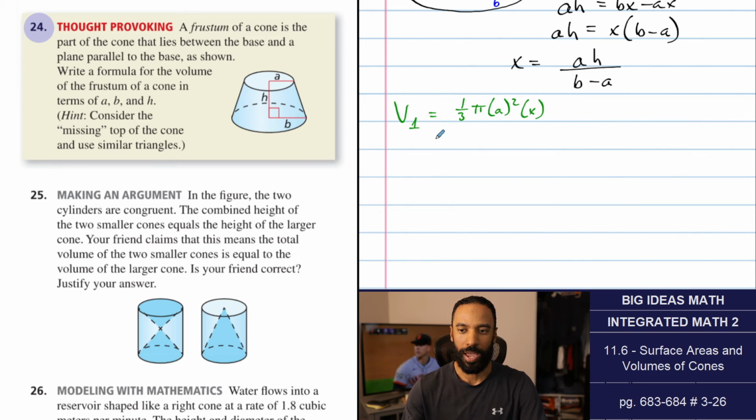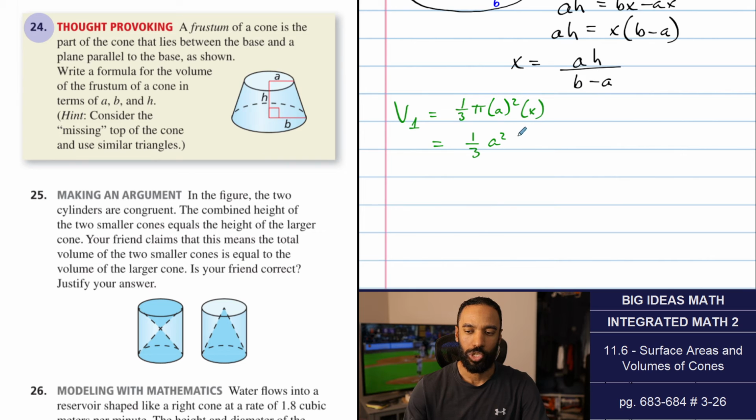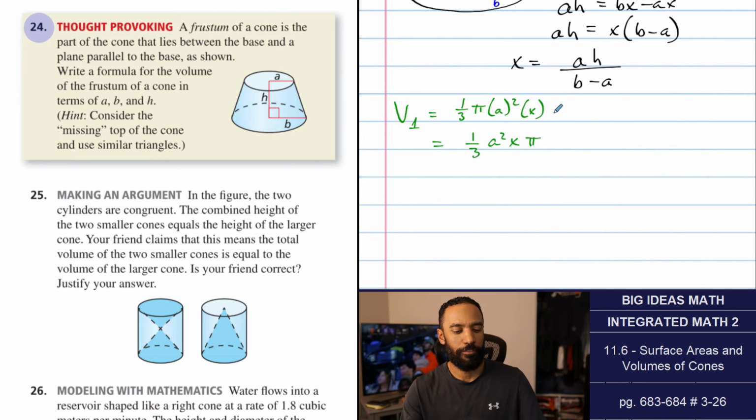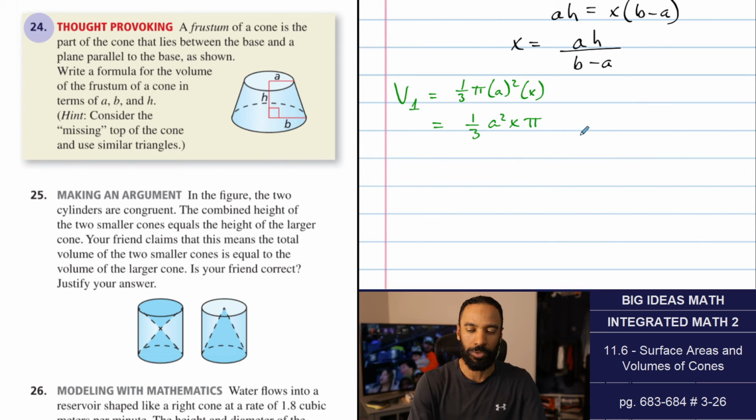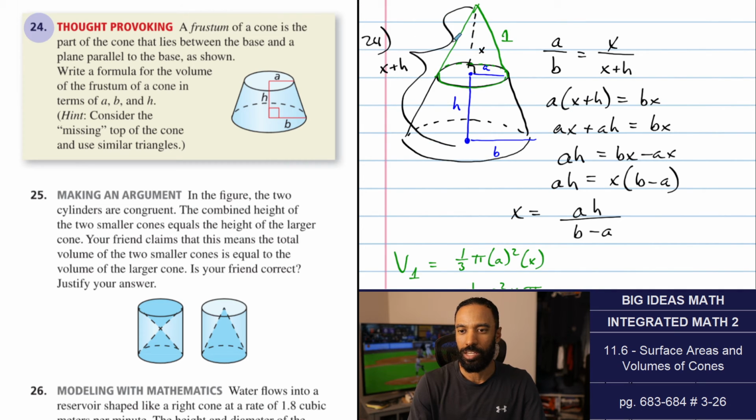So a better way to write that, there's never really a better way to write these things. 1/3 a squared x times pi. I forget if the variables maybe go last. Whatever, I'll put pi at the end just so I know that I don't lose it. So there's the volume of the smaller one.